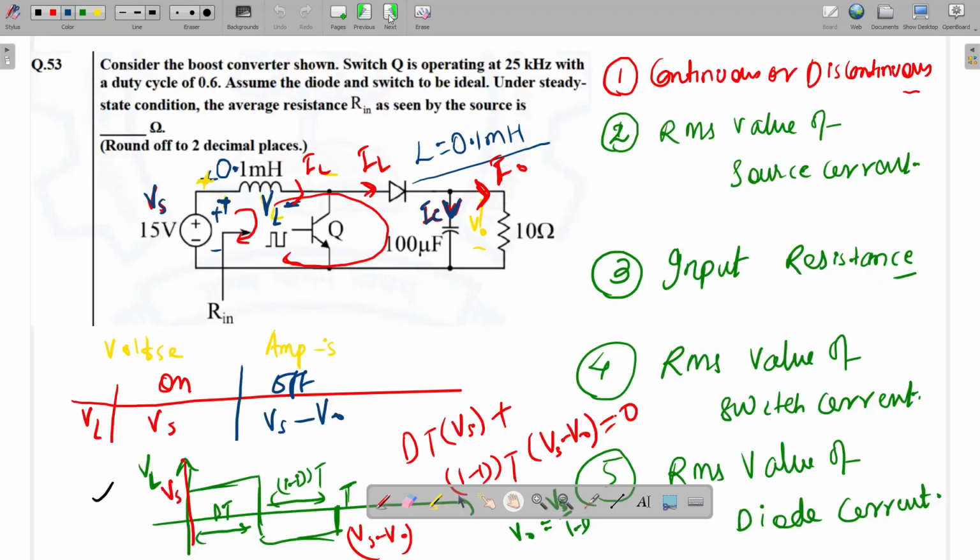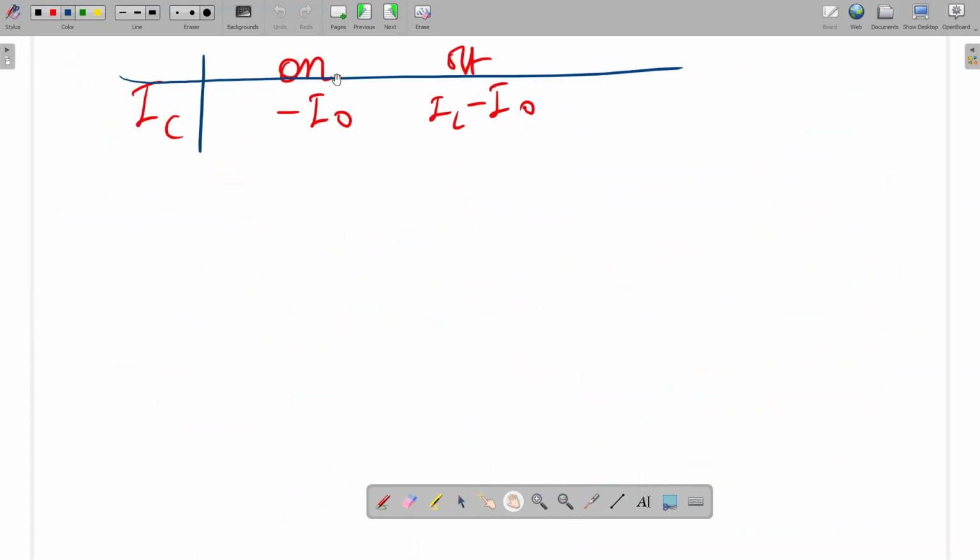And when the switch will be off, this inductor current will flow through this diode. So through the diode, what is the current? IL. And here if you apply nodal analysis, IC is equal to IL minus I naught. Correct, that I have written here. Is it clear? Yes, sir.